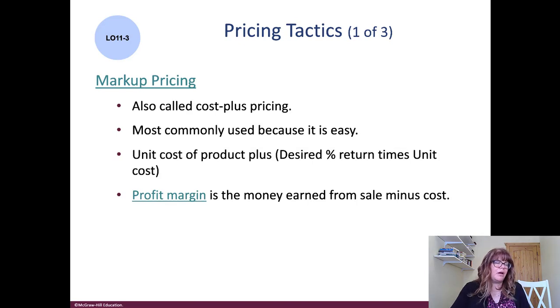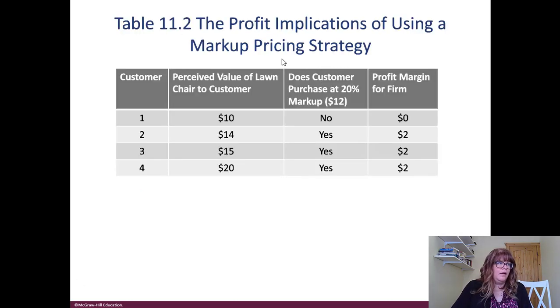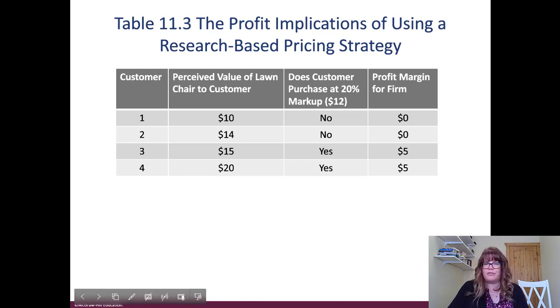Markup pricing. In markup pricing, marketers add a certain amount, usually a percentage, to the cost of the product to set a final price. Profit margin is the amount a product sells for above the total cost of the product itself. The profit implications of using a markup pricing strategy are shown in this table. And then here's the profit implications of using research-based pricing strategy.